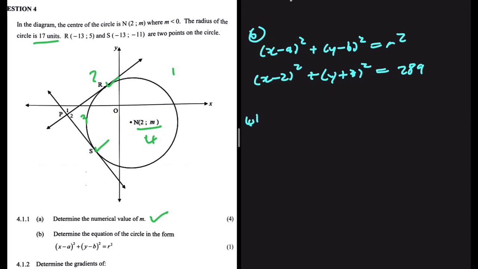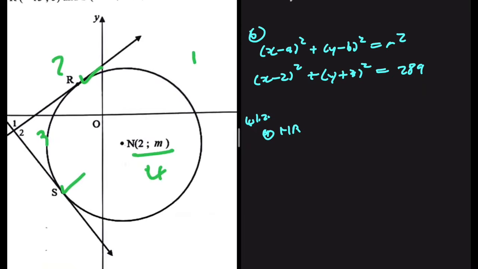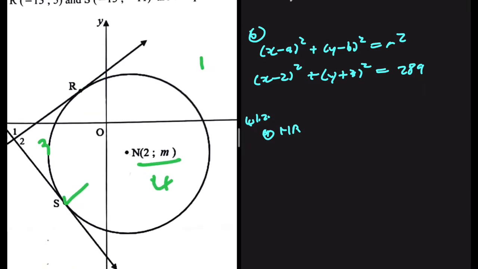Let's go to 4.1.2. Determine the gradients of NR. So let's go ahead and look at NR. We have the coordinates of R and we have the coordinates of N. So it will be pretty much straightforward.